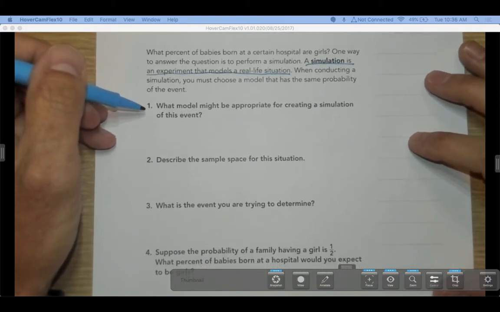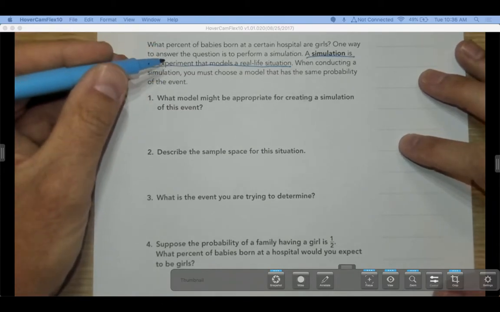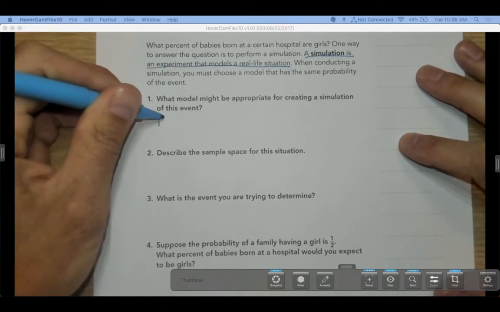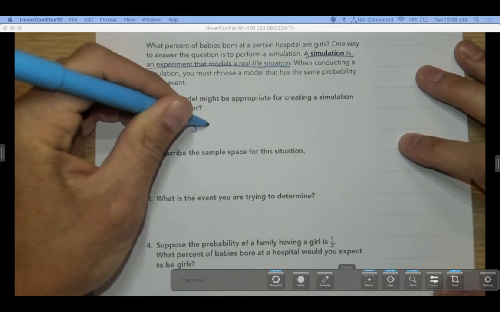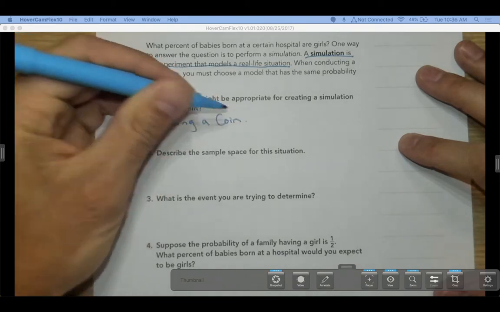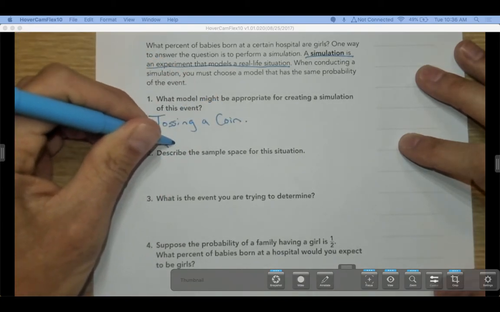What model might be appropriate for creating a simulation of this event? I could think of maybe tossing a coin, or like on the last page, a spinner with 2 sections.